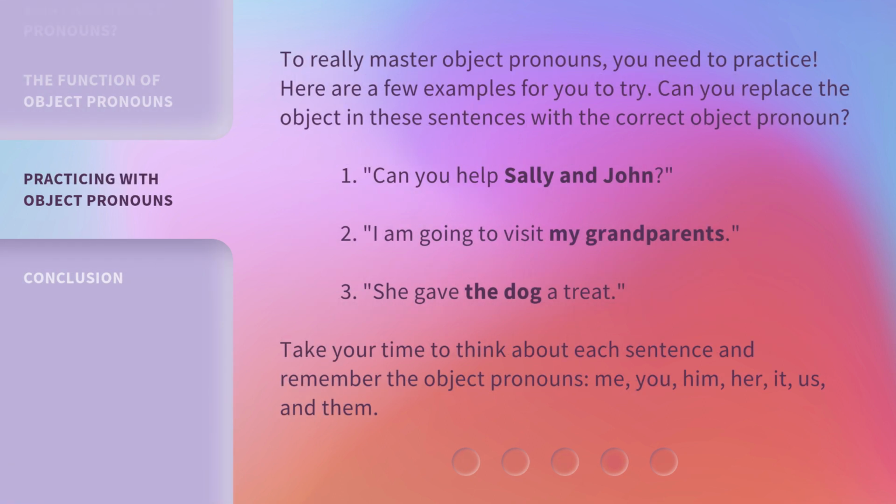To really master object pronouns, you need to practice. Here are a few examples for you to try. Can you replace the object in these sentences with the correct object pronoun? 1. Can you help Sally and John? 2. I am going to visit my grandparents. 3. She gave the dog a treat. Take your time to think about each sentence and remember the object pronouns. Me, you, him, her, it, us, and them.